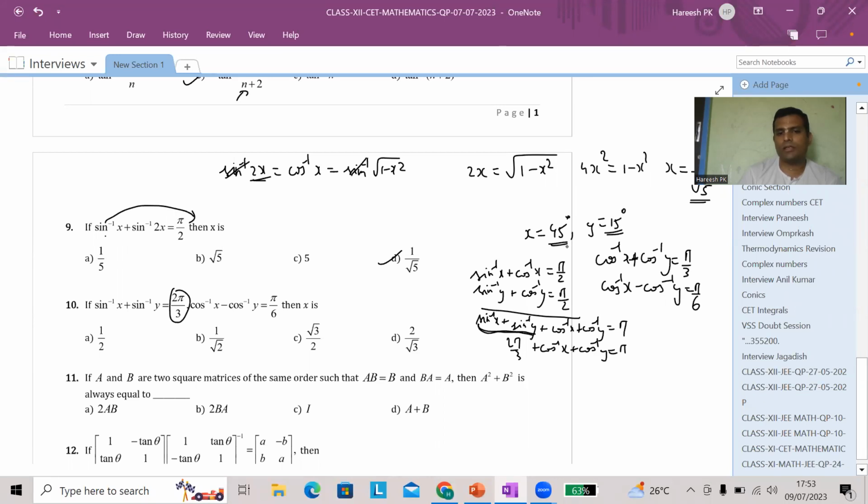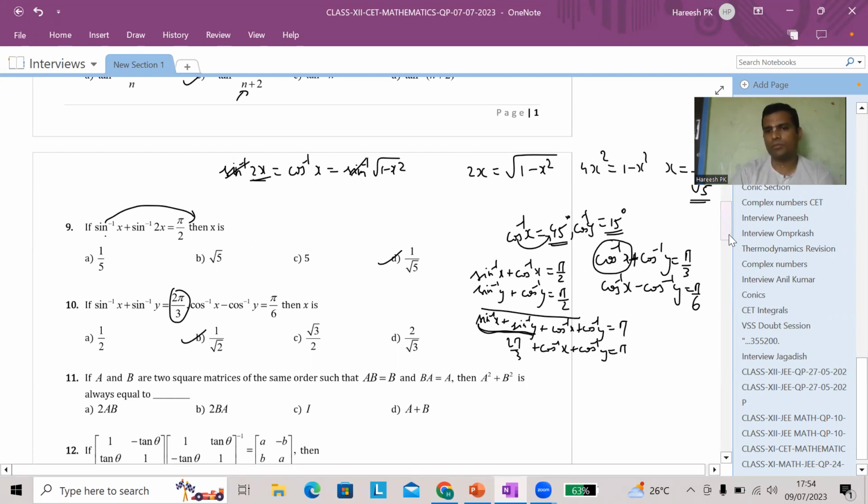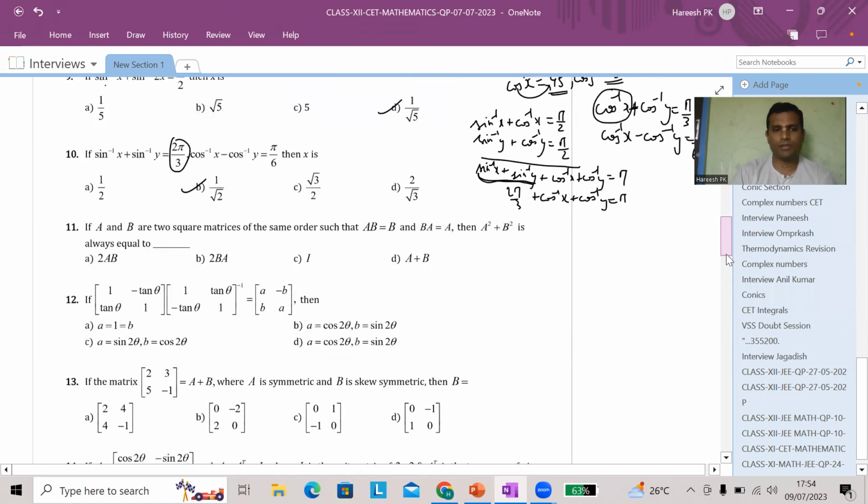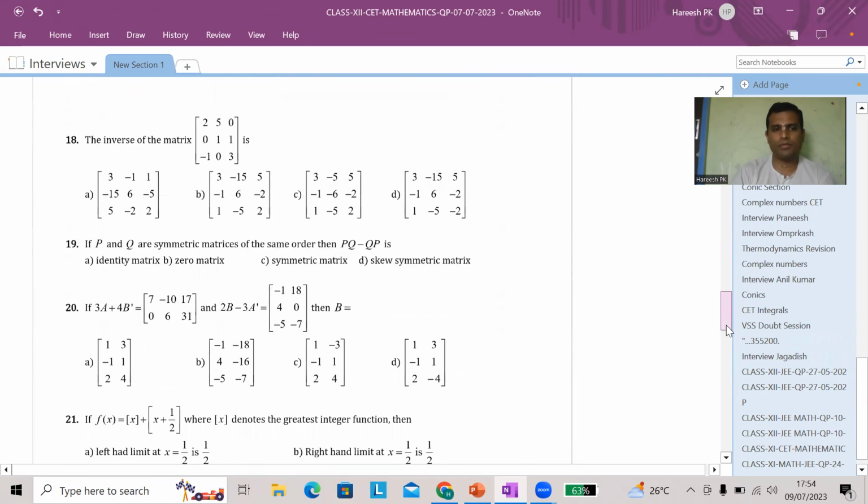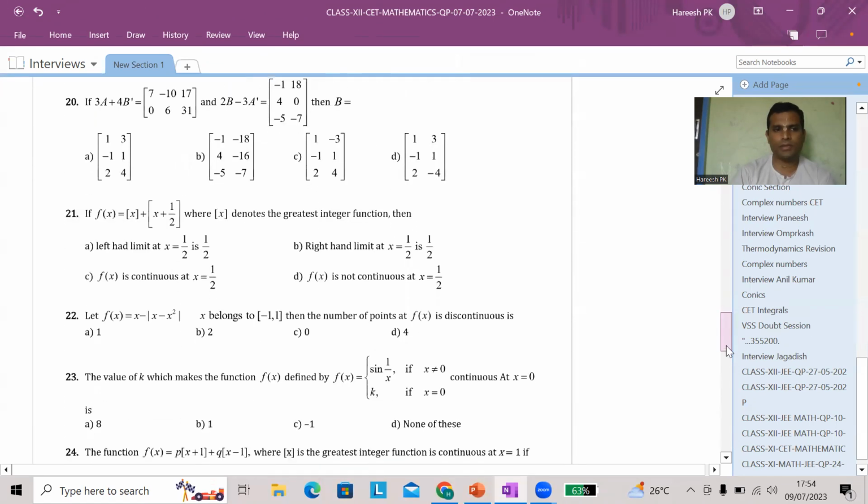So cos inverse x, the first angle, must be 45. Cos inverse y must be 15. So what is x? X is cos 45, which is 1 by root 2. So we solved all the 10 questions of inverse trigonometry. Let's now move to matrices. Or first we'll take up continuity and differentiability, then we'll come to matrices.